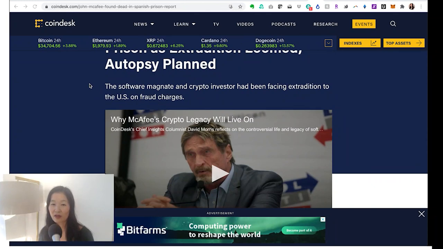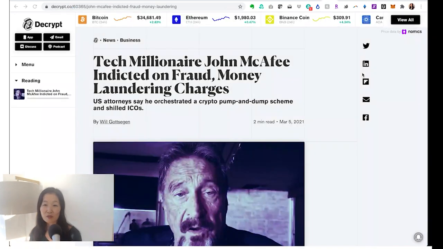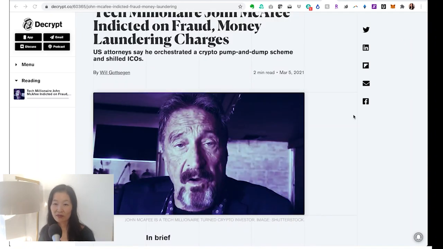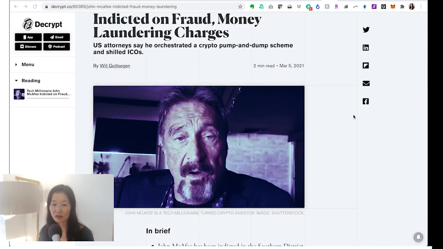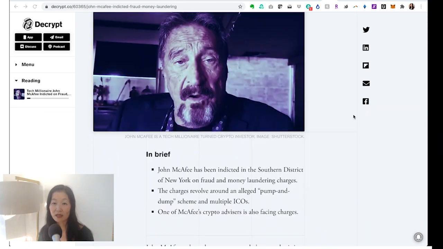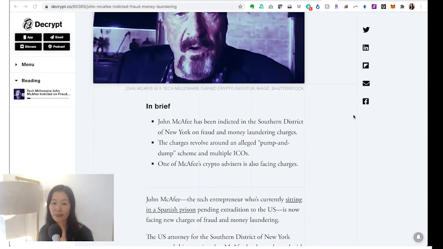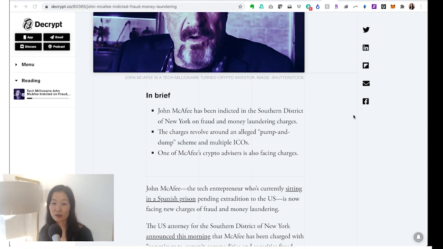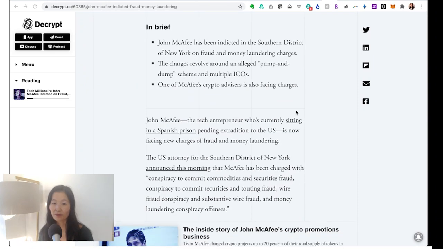In March, McAfee was indicted on several charges of money laundering and fraud revolving around an alleged pump-and-dump scheme and multiple ICOs. U.S. attorneys say McAfee and his team would purchase altcoins, promote them on Twitter, and then sell them once they had boosted the price. He also allegedly promoted ICOs without disclosing he was paid to do so.